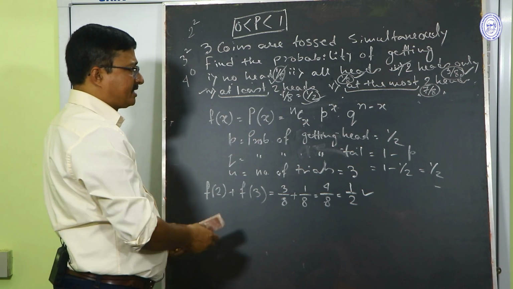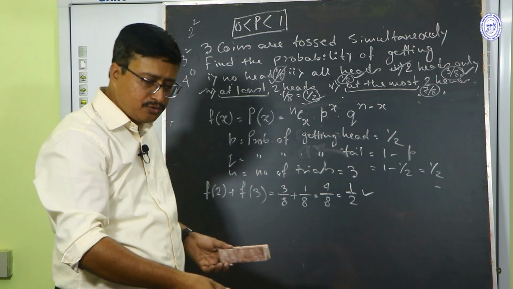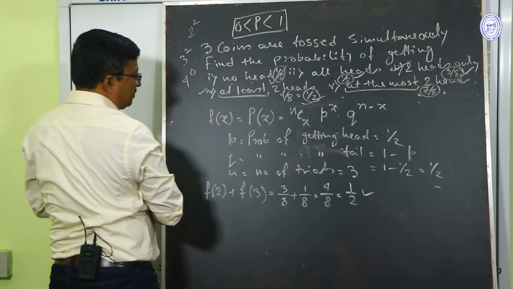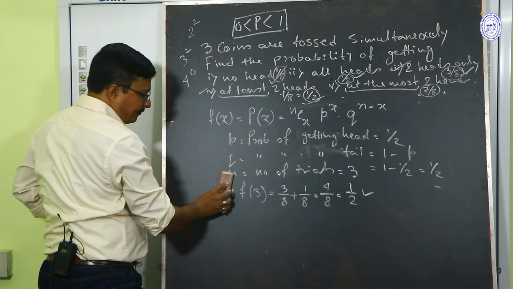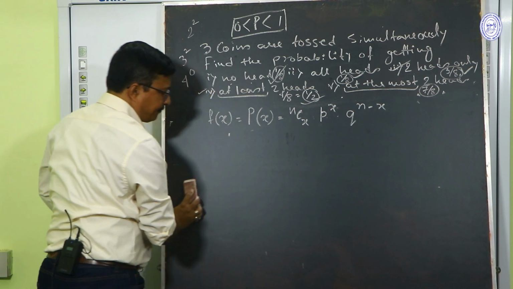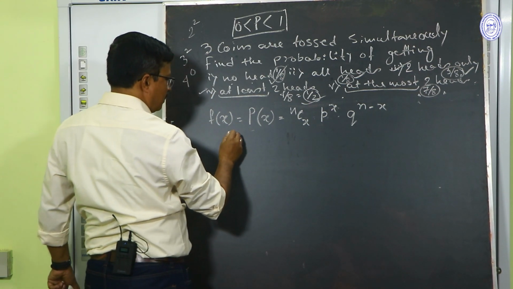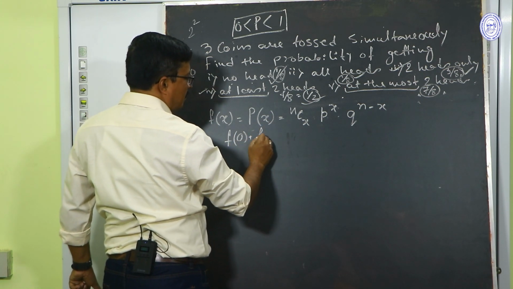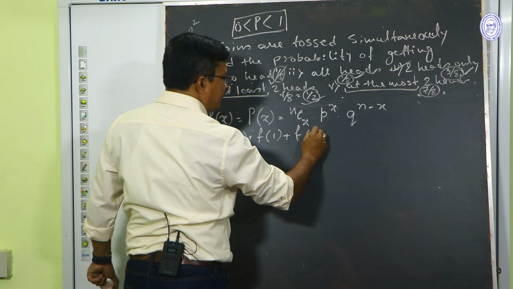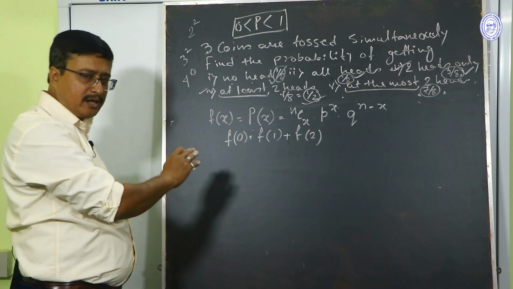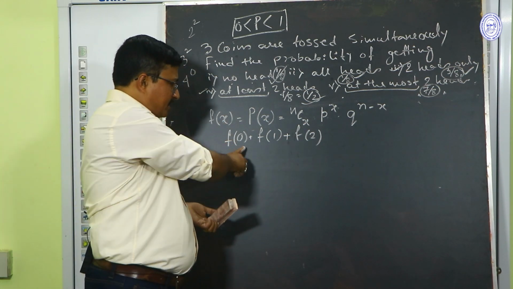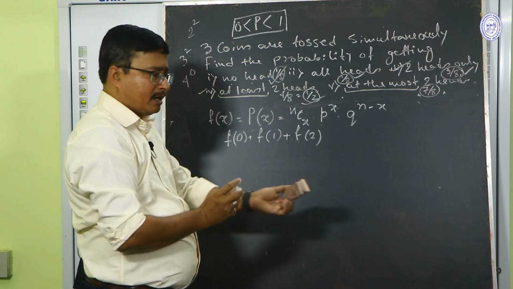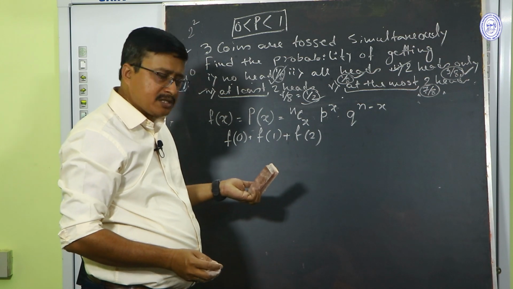Now, at the most two heads, that is the most important thing, at the most two heads. At the most two heads means maximum two heads. So, maximum two heads means either 0 head or 1 head or 2 heads. So, you have to calculate three functions here, function of 0, function of 1 and function of 2. But it is a time taking process.